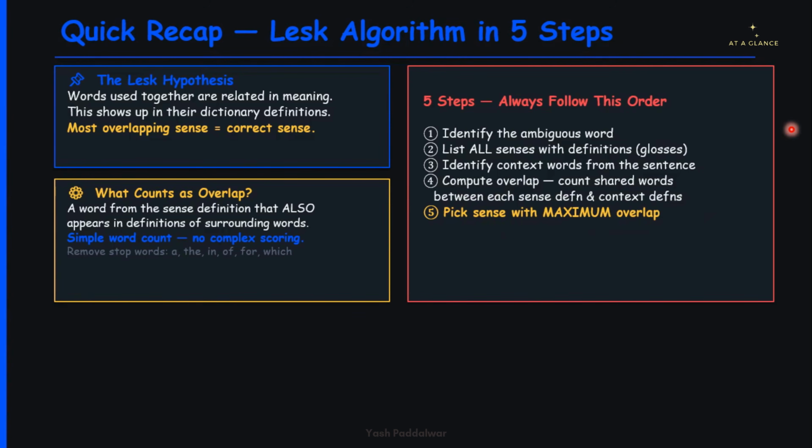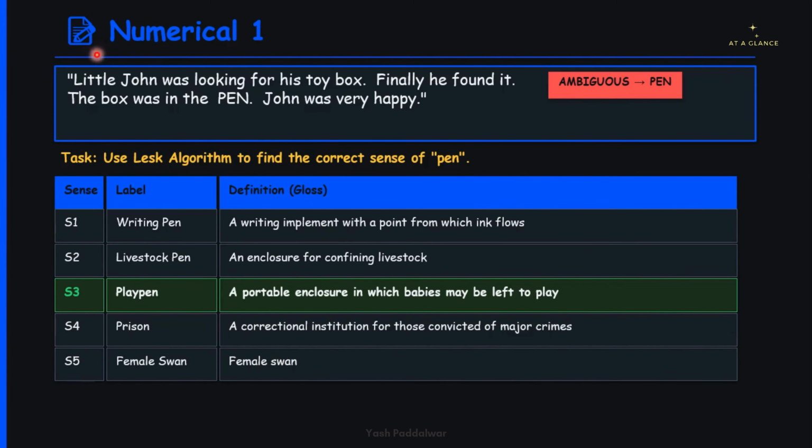Now let's have a look at the problem statement and let's solve it step by step with these steps. So here is the first numerical which we are going to see. We are given the sentence: Little John was looking for his toy box. Finally, he found it. The box was in the pen. John was very happy. This is a paragraph, or simply a couple of sentences, out of which we are given that the word pen is ambiguous over here.